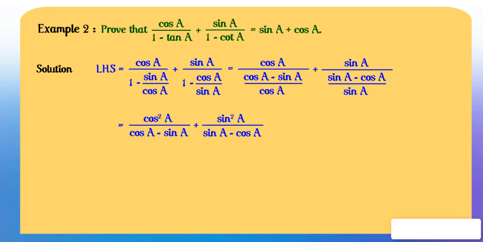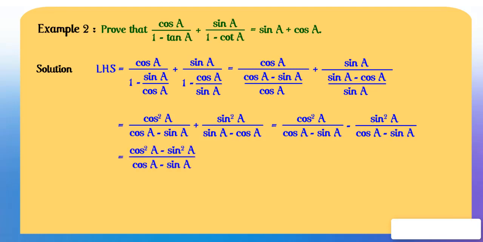This becomes equal to cos square A by cos A minus sin A plus sin square A by sin A minus cos A, is equal to cos square A by cos A minus sin A minus sin square A by cos A minus sin A. This is equal to, taking cos A minus sin A as denominator, in the numerator we have cos square A minus sin square A by cos A minus sin A.